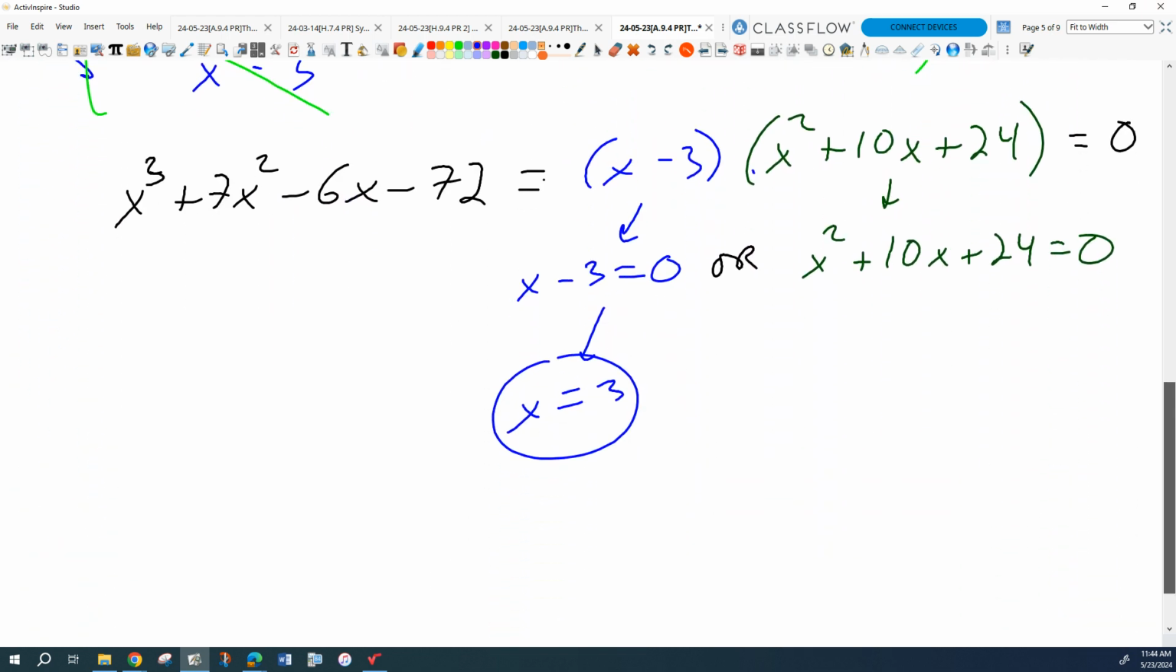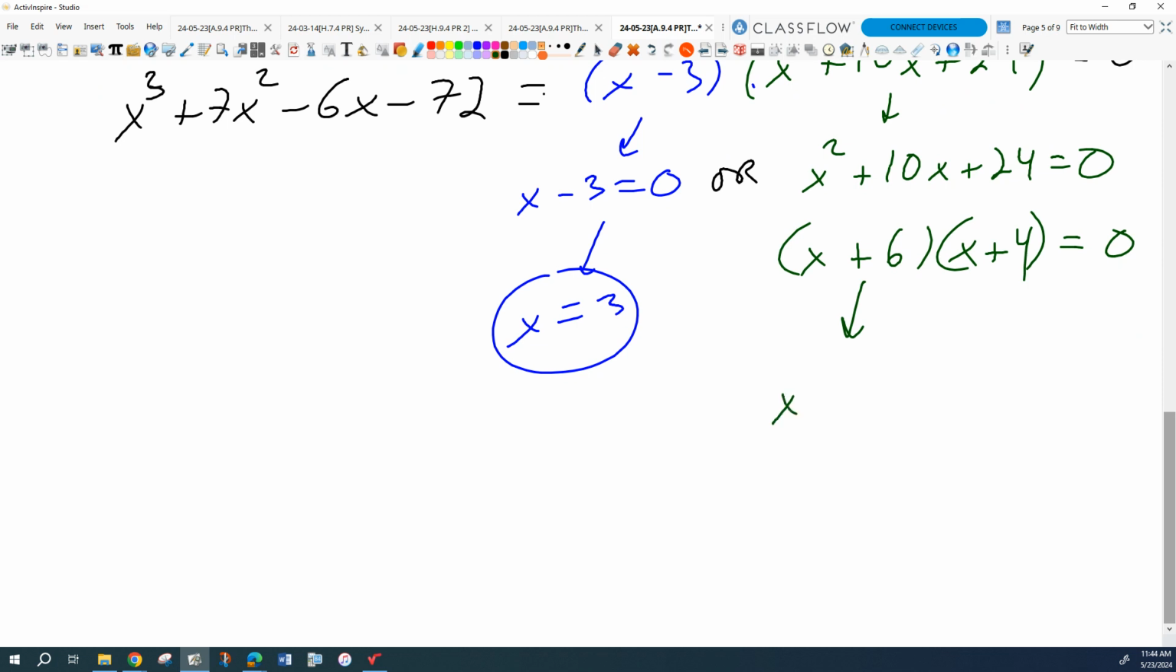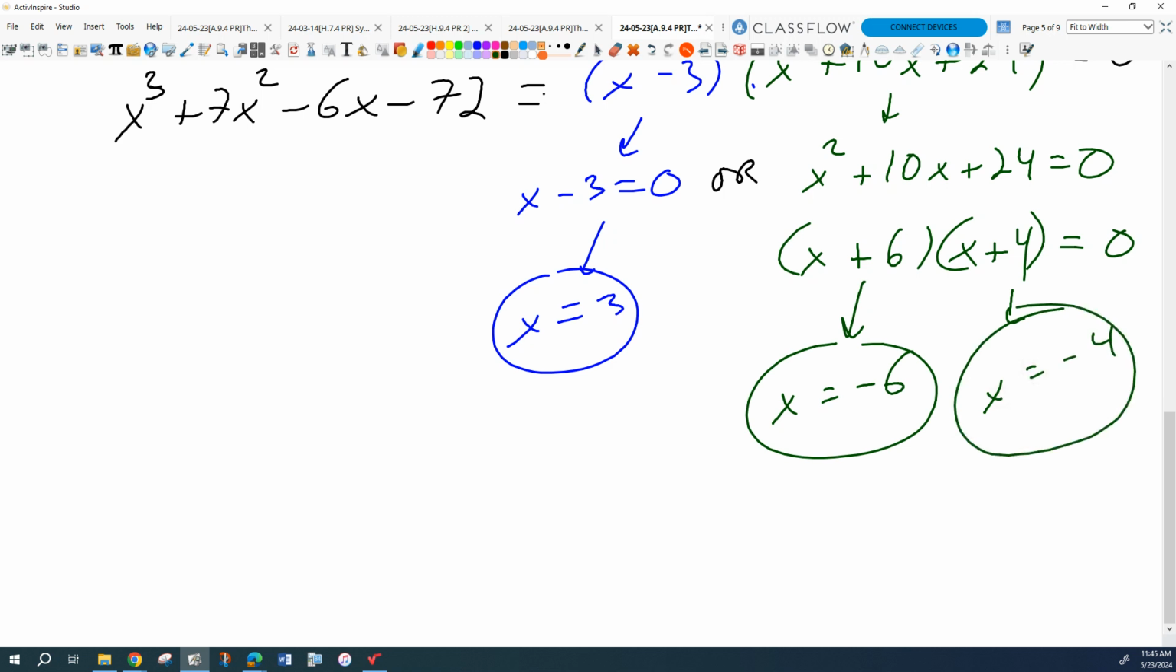How would I find the other two? That's a quadratic equation. How would I solve that quadratic equation? Yeah, I could find magic numbers, couldn't I? Otherwise I could always use the quadratic formula, but magic numbers exist here that make this one easy. Numbers that multiply to positive 24 and add to 10 are positive 6 and positive 4. So what are my other two solutions then? There you go. Negative 6 and negative 4. How about that?